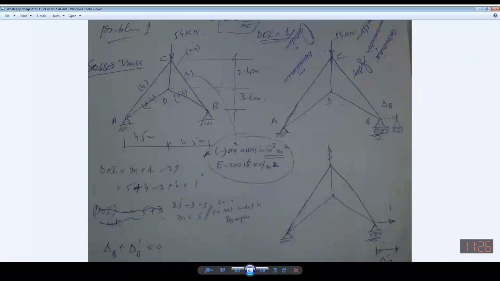Is it visible? Okay. This is the solution of the numerical. The same thing that is given over there. Degree of indeterminacy is this sort of truss is known as scissor truss. Okay.